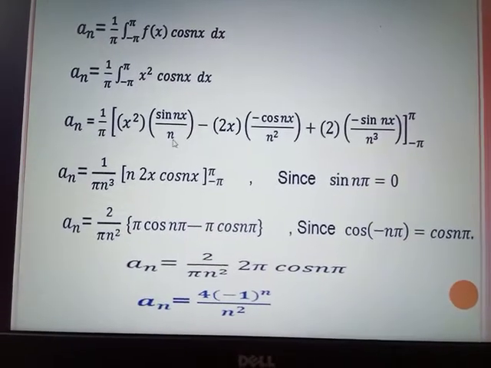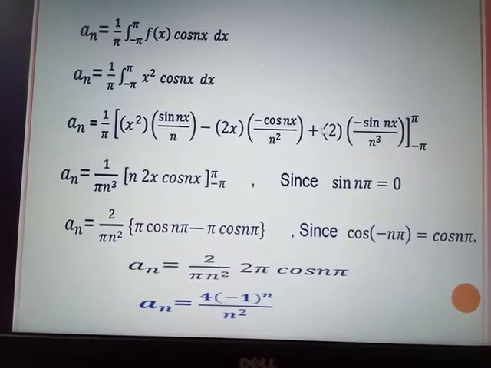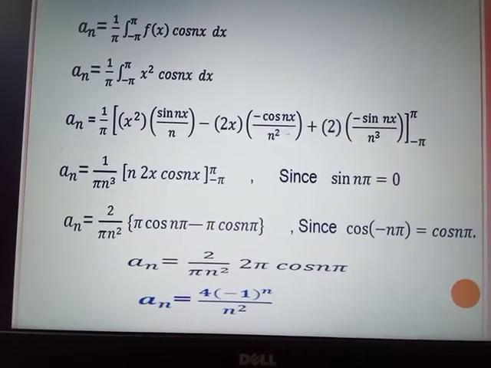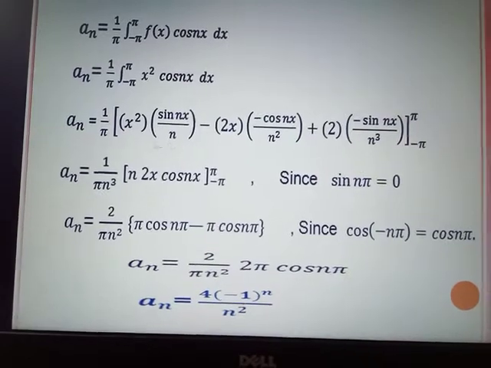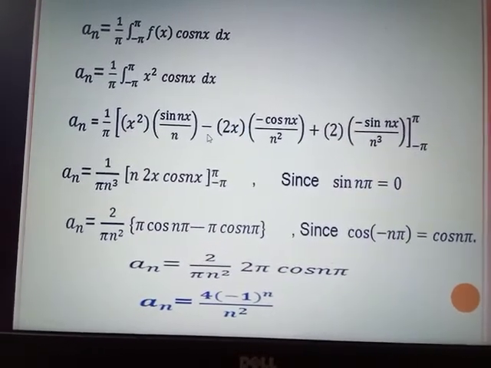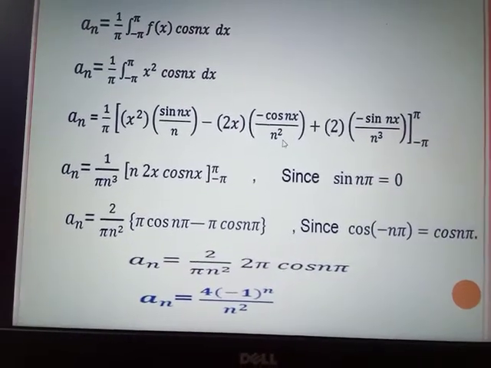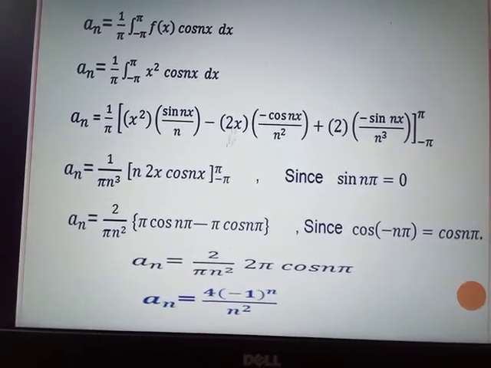1 by n is constant, keep as it is. Integration of sin nx is minus cos nx, cos nx divided by n. Already here we have n, n into n is n square. Therefore it is 2x into minus cos nx divided by n square. Next again differentiate this 2x, we get 2 into.